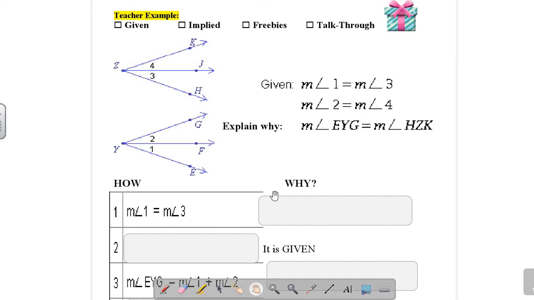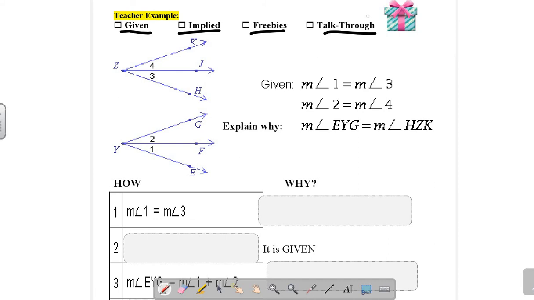Alrighty, guys, last round, turn the page. Your favorite thing. I do not want you to be intimidated by these. Given, implied, freebies, talk through. So when I start the minute, the number one thing you do is mark the givens on the diagram. Then you mark what's implied. Big hint: little angles add up to big angles.